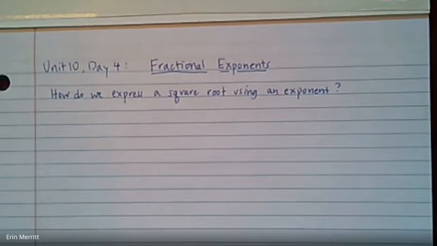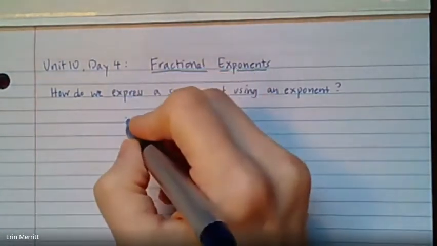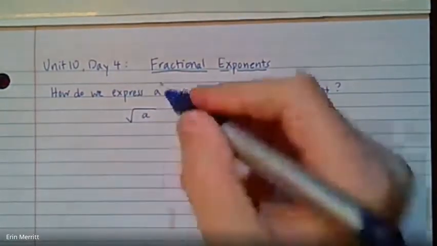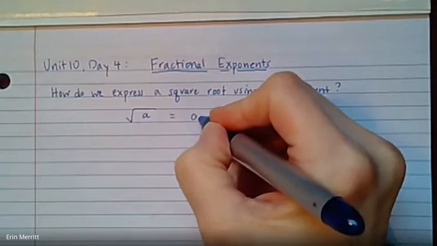Today we are doing day 4 of Unit 10 about fractional exponents. So we're going to start with the idea of how do we express a square root using an exponent? Because it can be done, it's just a matter of what does it look like. So what I want to start with is saying if I take the square root of a, we're just going to use something generic, that would be the same as a raised to what power?